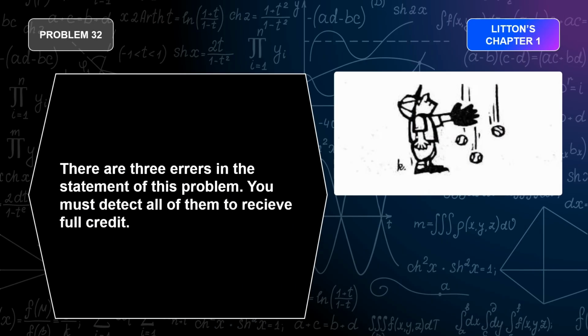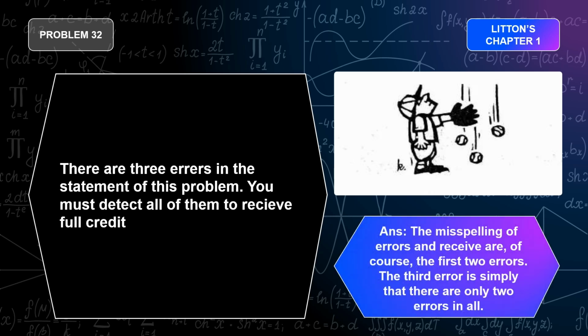Problem number 32. There are 3 errors in the statement of this problem. You must detect all of them to receive full credit. The correct answer is, the misspelling of errors and receive are, of course, the first 2 errors. The third error is simply that there are only 2 errors in all.